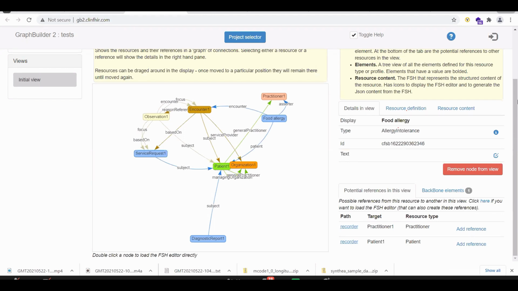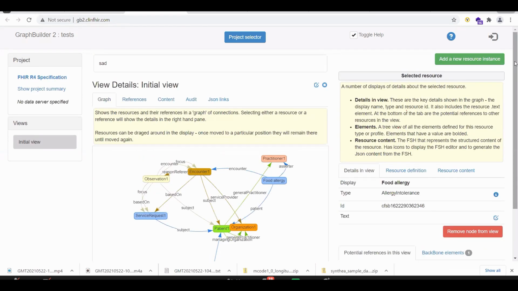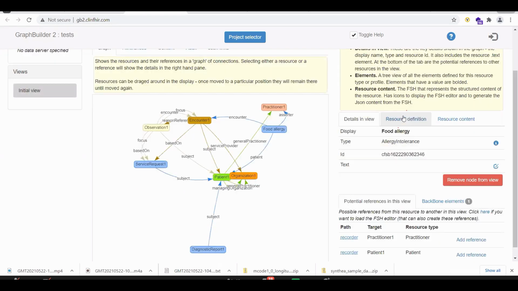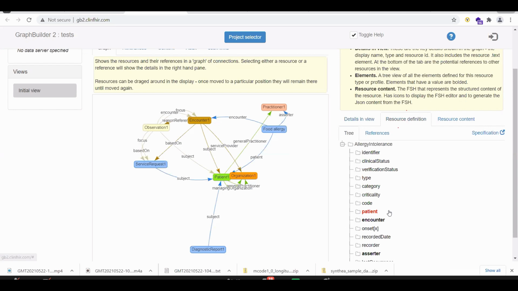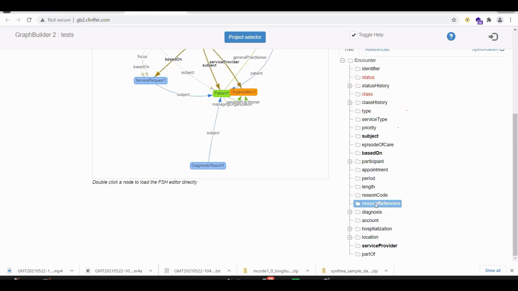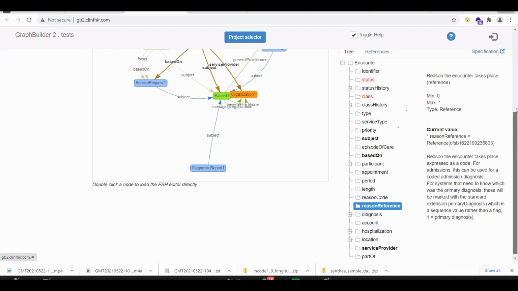If you are building a scenario, or trying to work out a certain use case, you can use clinfhir and see how your use case is shaping up, right? You can go and look at the resource definitions. What are the resources, right? For each resource, if you click on encounter, it shows the elements and gives you the details of it.